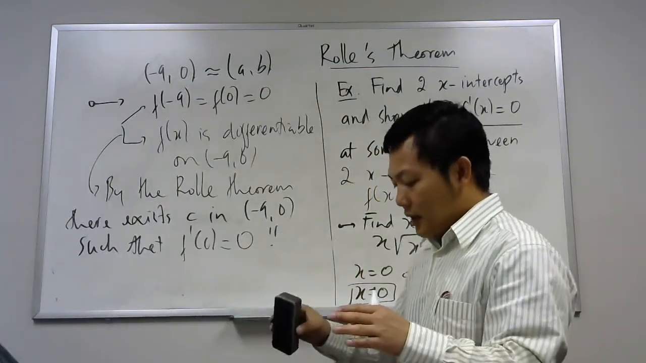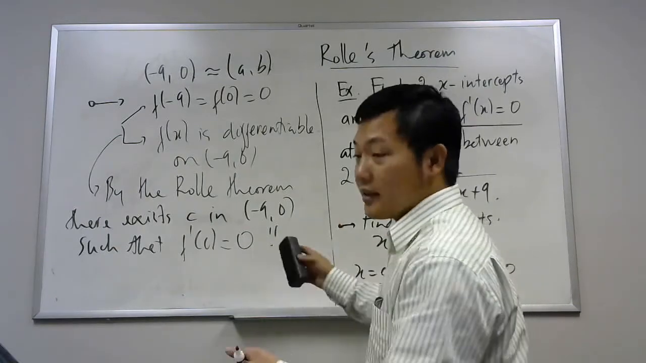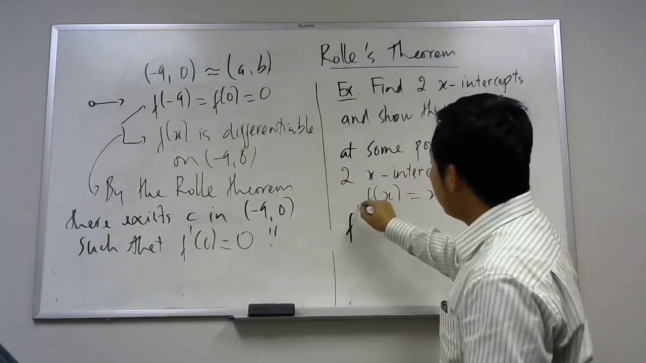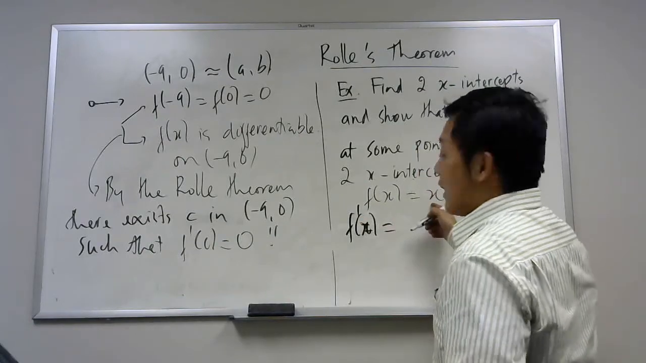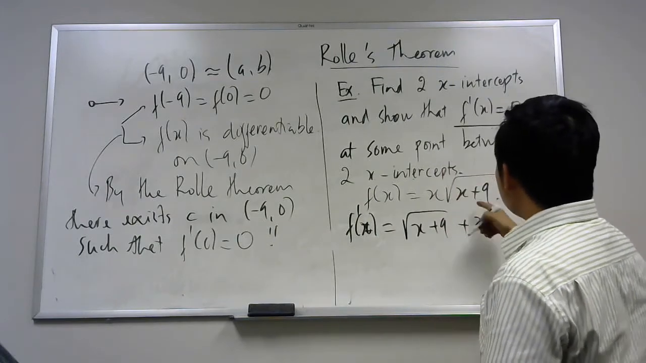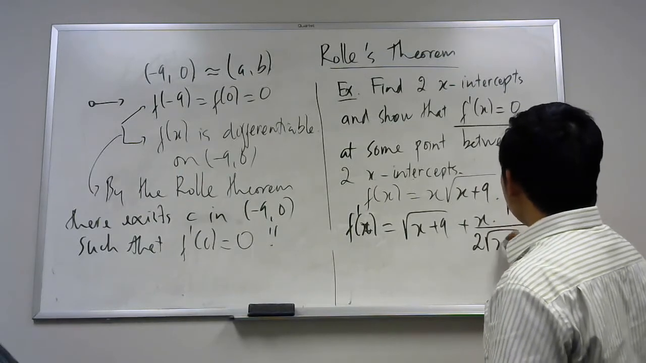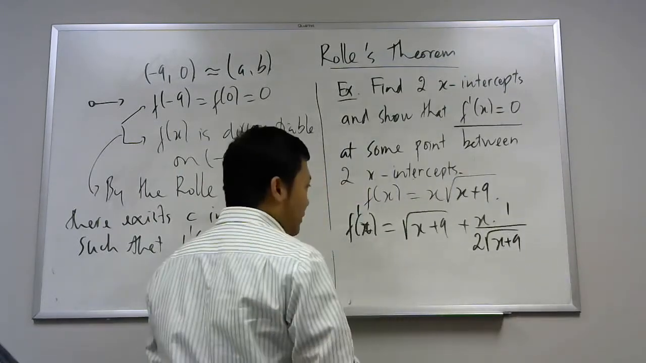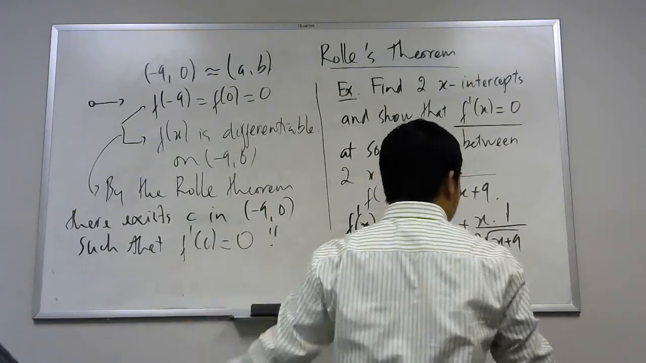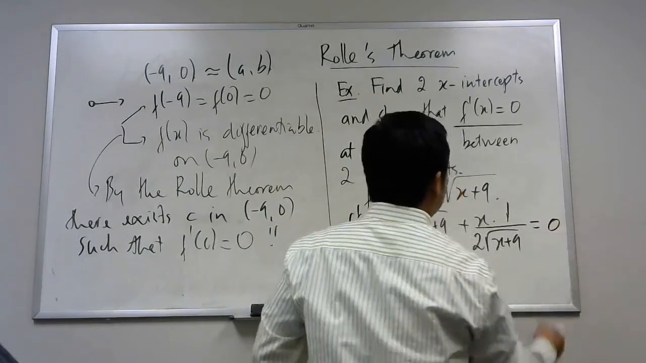Once we are convinced that it exists, let's find it. Now I can take the derivative of this function. F derivative equal to, I use the product rule. Here I get 1 times the square root of x plus 9, and here I have x, and the derivative of the square root of x plus 9 is 1 over 2 times the square root of x plus 9. So I have to set it equal to 0. That is the usual way when we look for critical points.